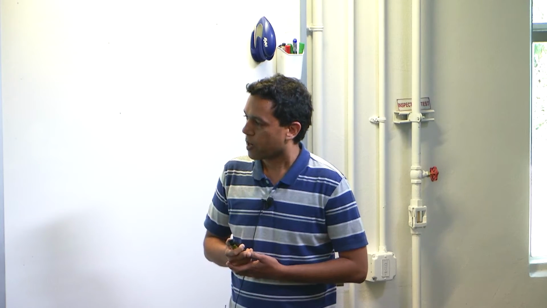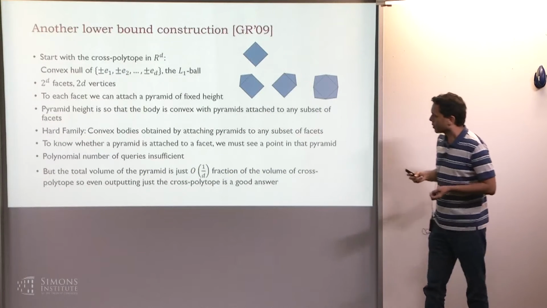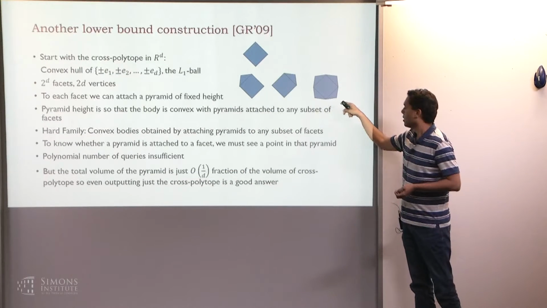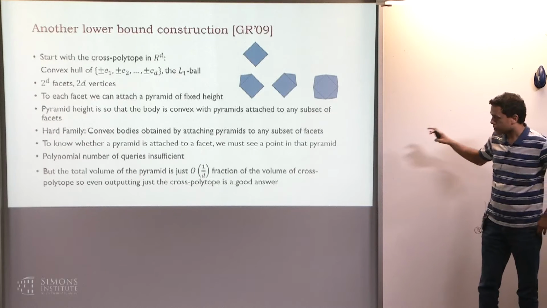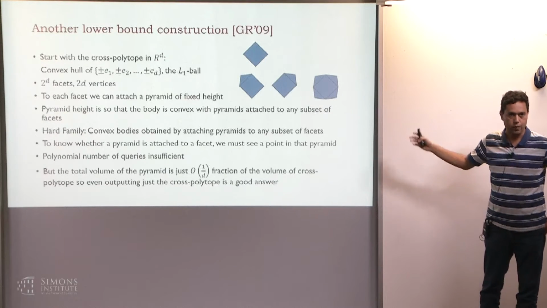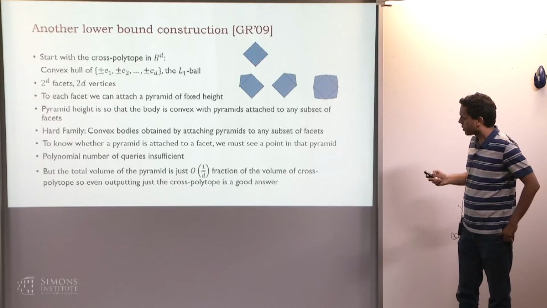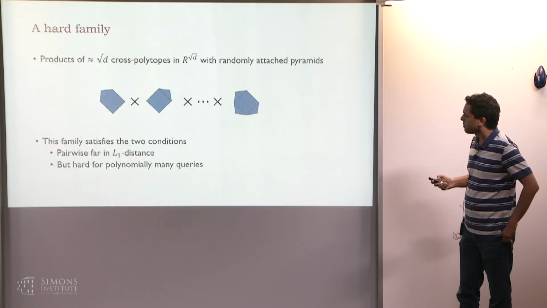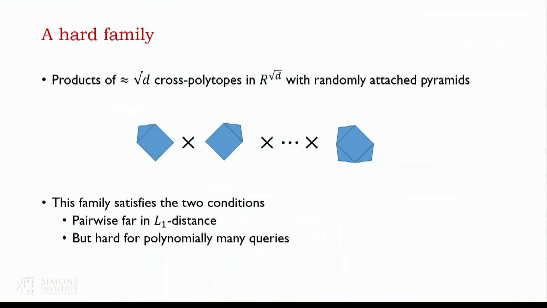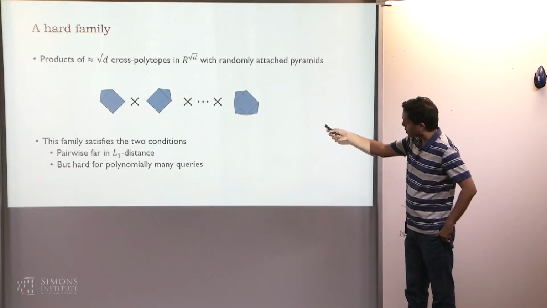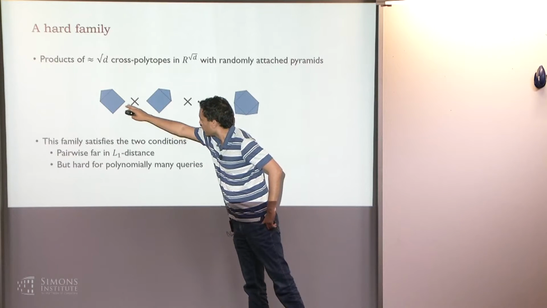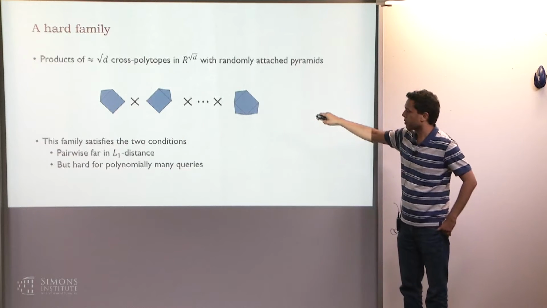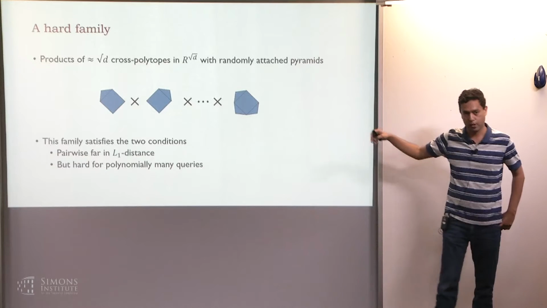But this does not quite work, because the total volume of all these pyramids can be at most a 1 over d fraction of the volume of the cross polytope. So if you just output the cross polytope as your answer, that would be a good answer for this family. So this family doesn't quite work. But there's an easy fix for this, which is hardness amplification using tensor product, or this Cartesian product. We take many convex bodies in R^(square root d), take these cross polytopes with pyramids, and take the Cartesian products of these bodies. This gives us a new family and satisfies both the conditions that we had before.